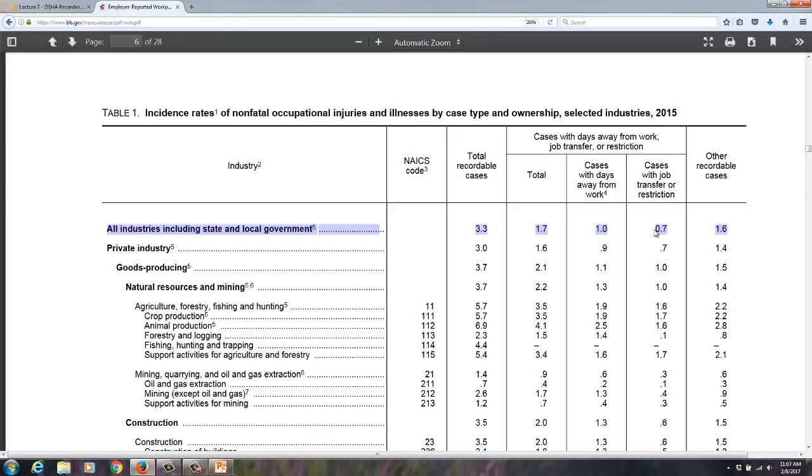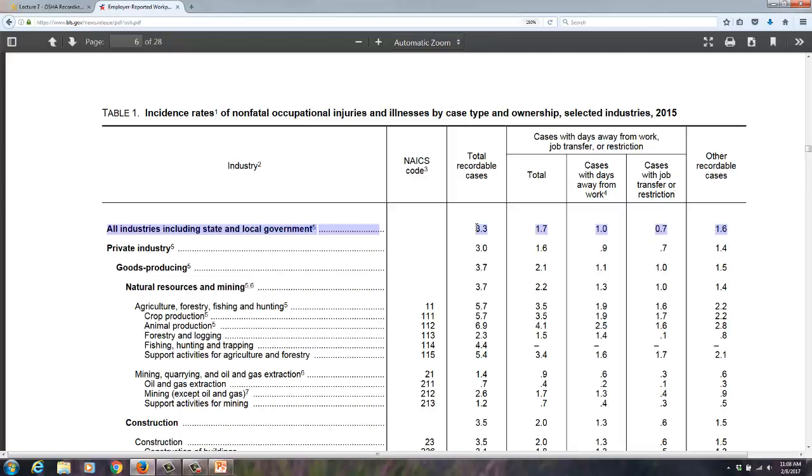This is just the job transfer rate. So we've got H, we've got I, and we've got J, other recordable cases. So this is H, I, and J. This represents H and I. This represents H, I, and J. If you were to add these up, it's supposed to equal that, but rounding errors. So again, this is total cases: H, I, and J.